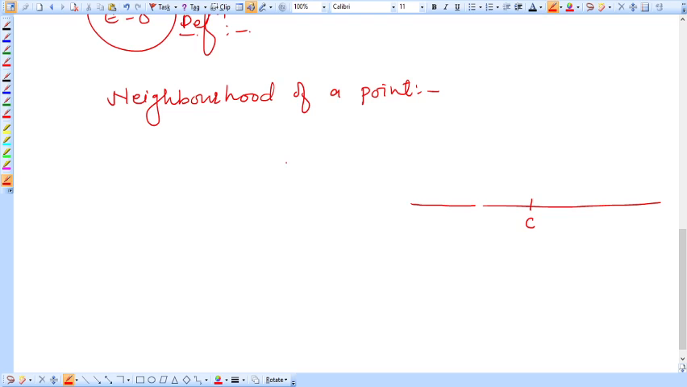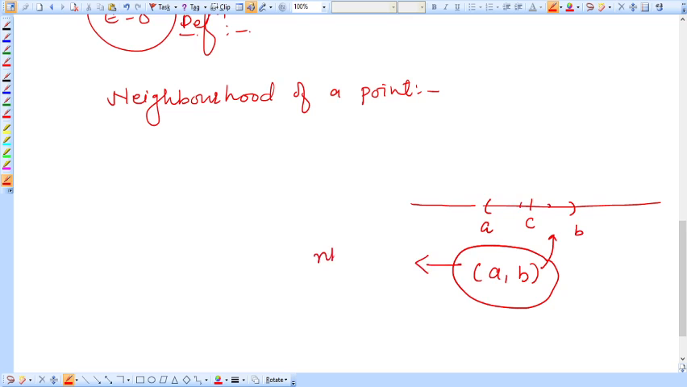Now let us take an interval around this C. Let us call this end A and this end B. This interval A and B contains all the points which are neighbors of this point C. So we will be calling this interval a neighborhood of C, because the numbers lying in this interval are numbers which are close to C. So we can say these numbers form a neighborhood of point C. Therefore we will be calling this interval AB a neighborhood of C.